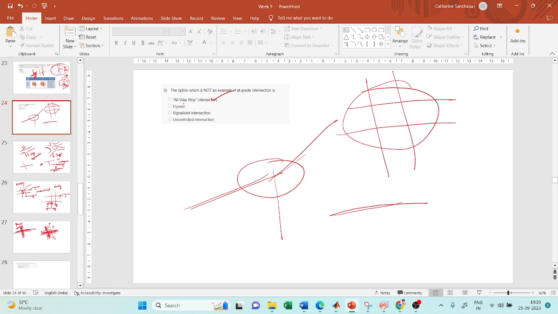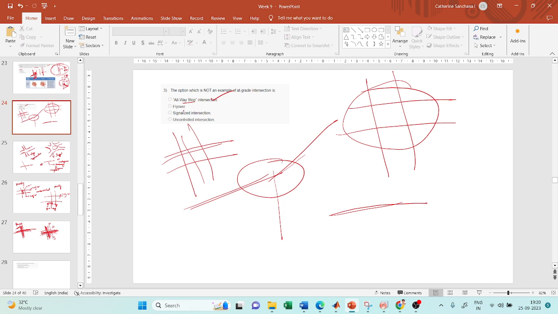That is why you provide a stop sign. Since they both travel on the same grade, you are asking one vehicle to stop while you are asking that vehicle to let the other vehicle go, right? So both of the roads are at the same level. So this is an at grade intersection.